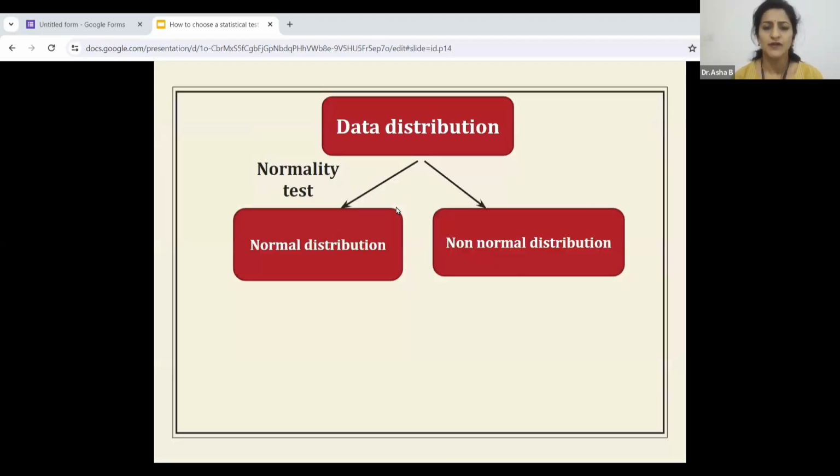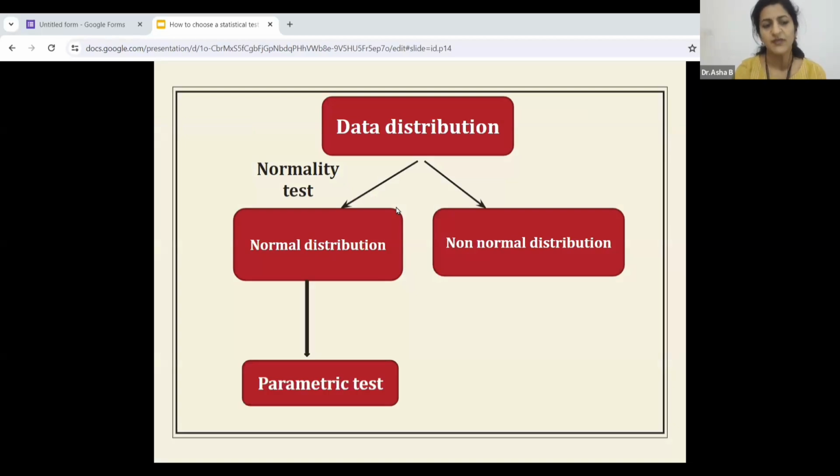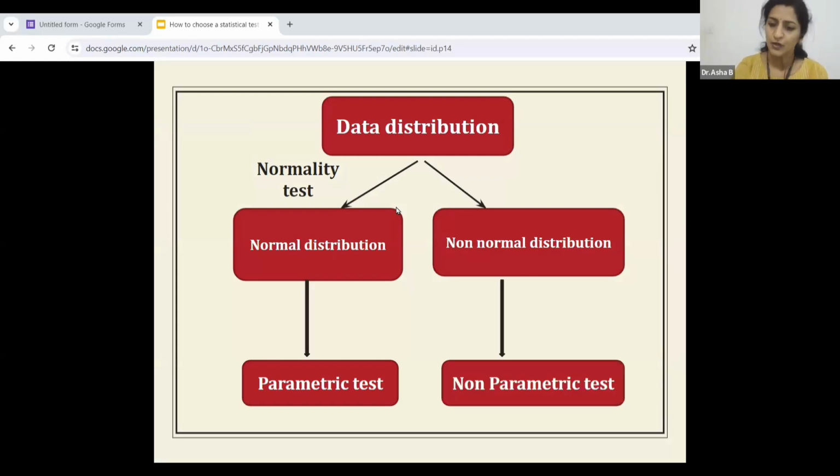So why is it important to assess whether the data is following normal or non-normal distribution? This is because when the data follows normal distribution, then we have to choose a parametric test. If the data follows non-normal distribution, then we have to go for a non-parametric test.